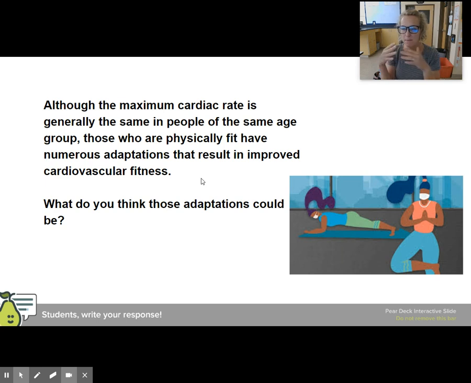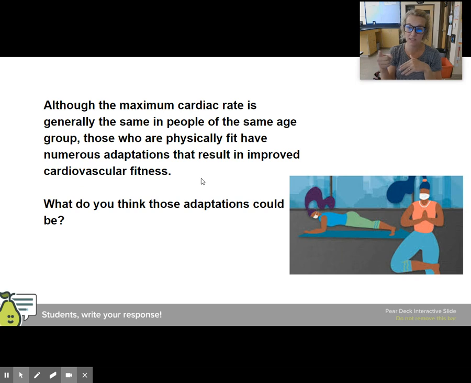So I'm in moderate good shape. I wouldn't say I'm an elite athlete by any means. I'm also not a complete person who does no exercise at all. I'm somewhere in the middle. And so even if you do no exercise at all, your max cardiac rate is still 160.